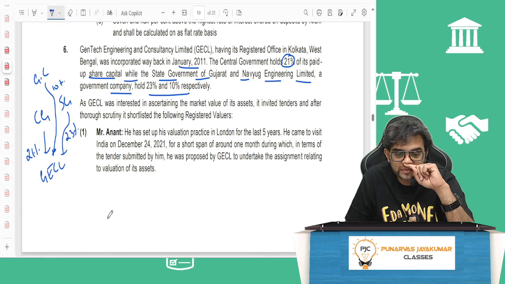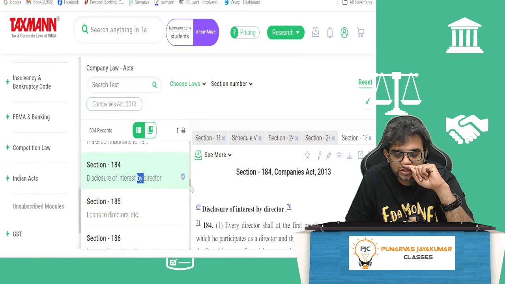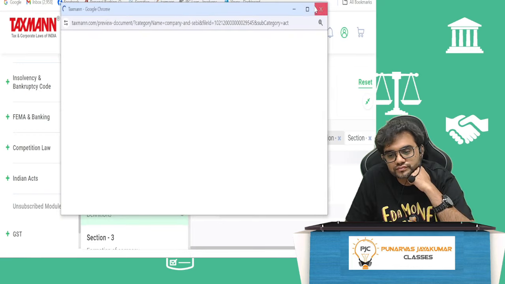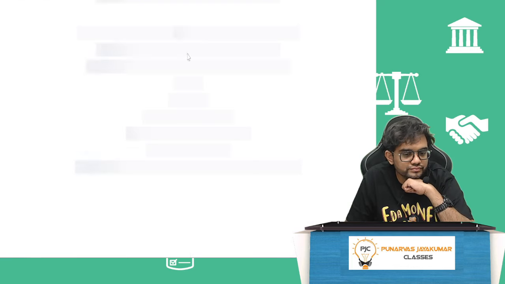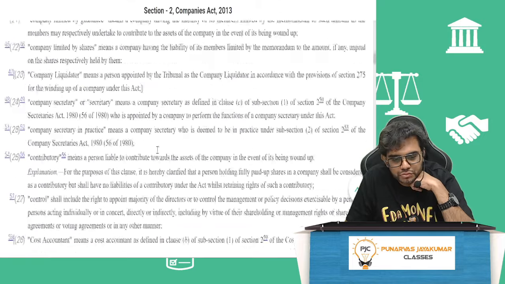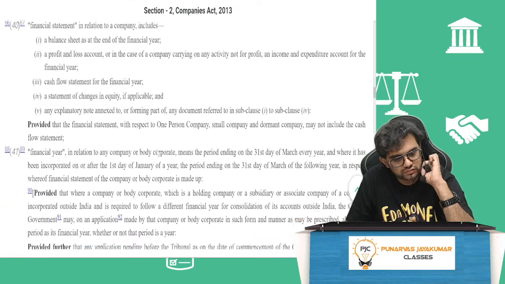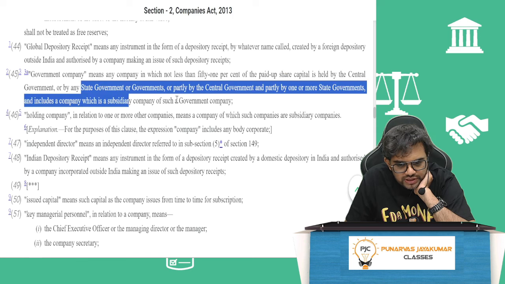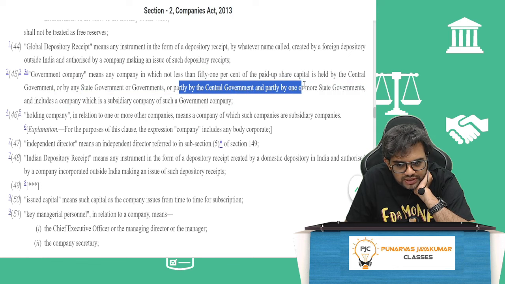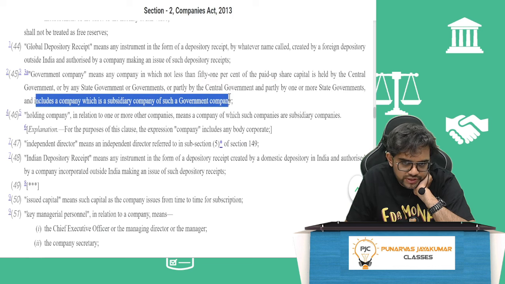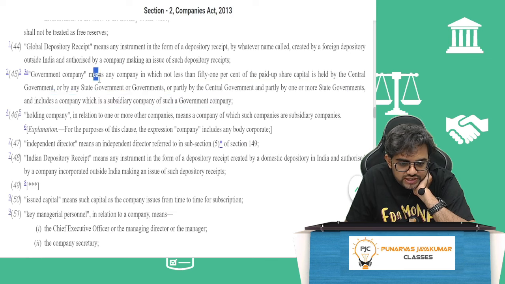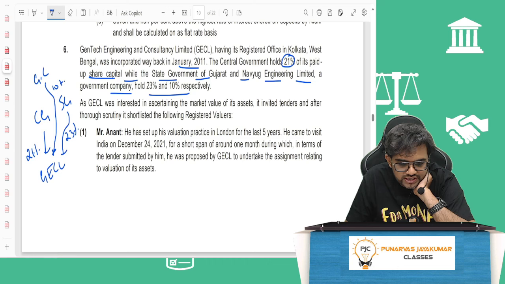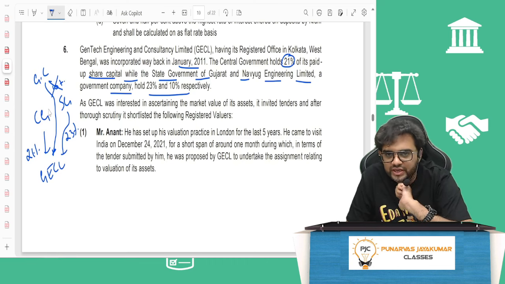So is it a government company is the question first of all. If you see Section 2, the government company definition: a government company means a company in which not less than 51% of PUC is held by the central government, a state government, or partly by the central government and partly by one or more state governments, and it also includes a company which is a subsidiary of a government company. A government company holding shares in the other one will not count, guys. So in this case, the shareholding of this government company should not be taken into consideration.